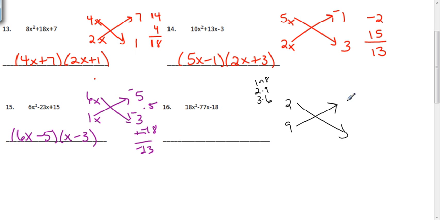I can't put 2 across from 2. I could put 9 across from 2 and 2 across from 9. Maybe this will work. I've got to multiply to be a negative and add to be a negative. So one of the numbers has to be negative and one has to be positive to multiply to be a negative 18. So I'm going to try a negative 9 and a positive 2. So that would be a negative 81. That would be a positive 4. There's my negative 77. So I got it. So it's 2x minus 9, and it's 9x plus 2. So that took a little bit of work.